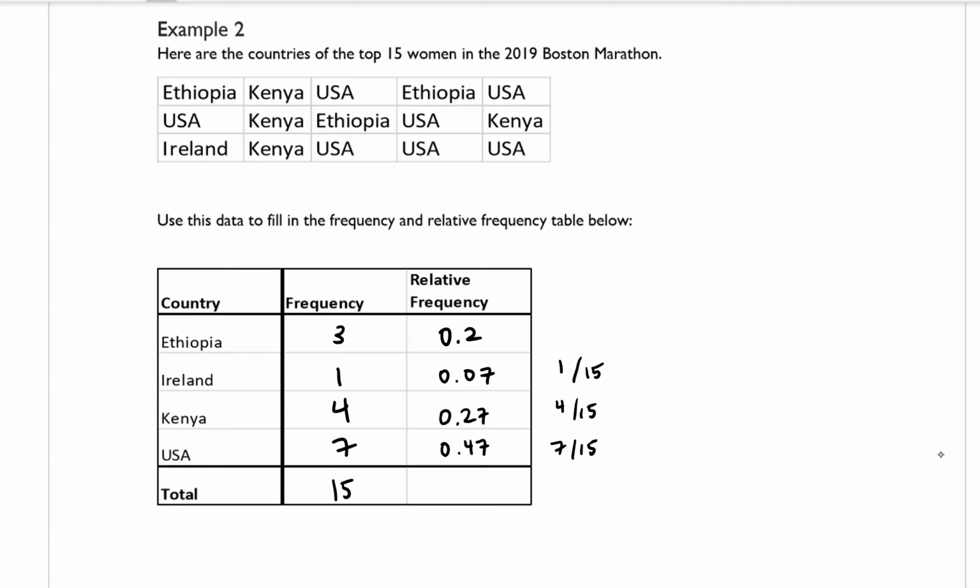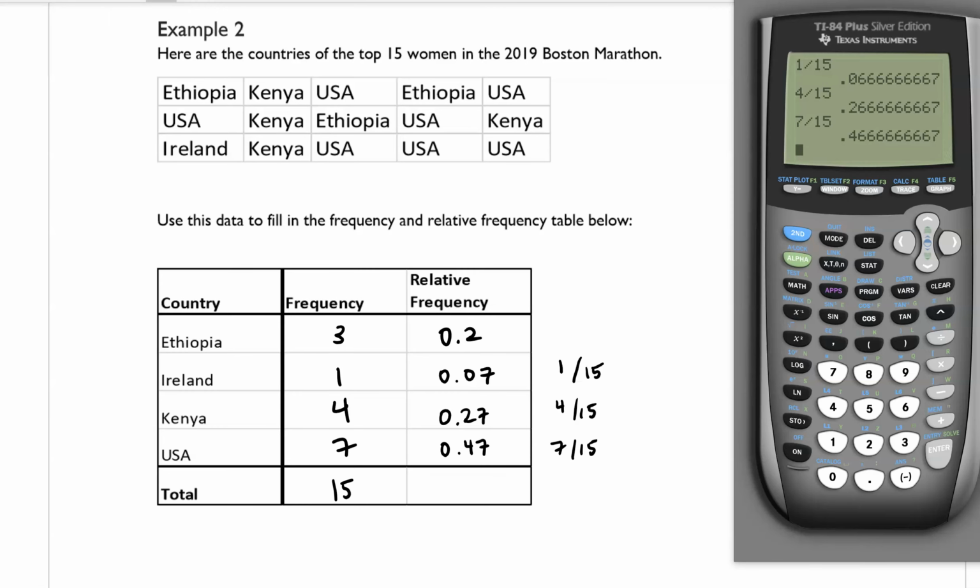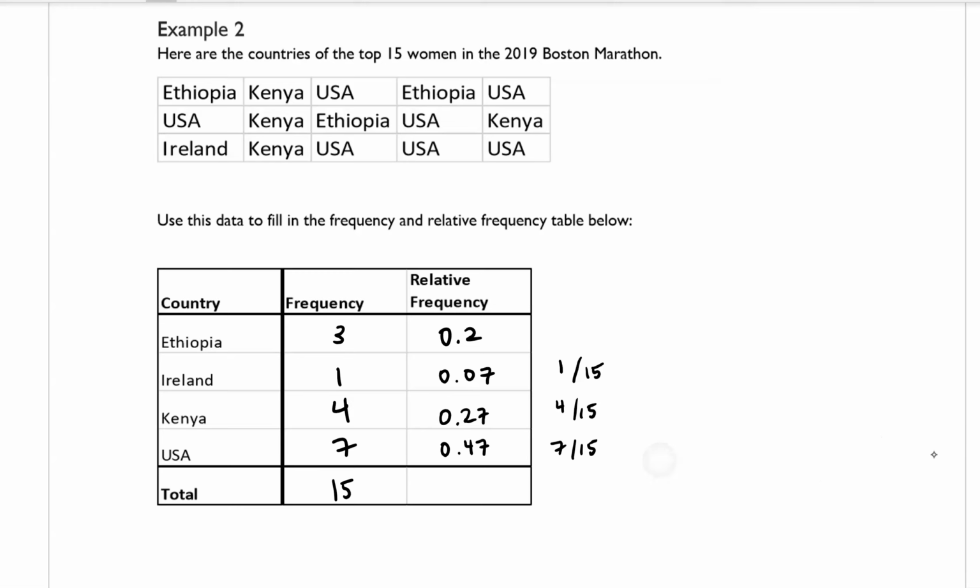So if we did this correctly, it should add up to 1, but I think because I rounded it to 2 decimal places, it's not going to add up to 1 if we add it like this, but let's just double check. So we have 0.2 plus 0.07 plus 0.27 plus 0.47. So notice that it adds up to 1.01, but that's because I rounded it to 2 decimal places. If I had rounded it further out, it would add to 1. So here I'll just put 1 as the relative frequency.